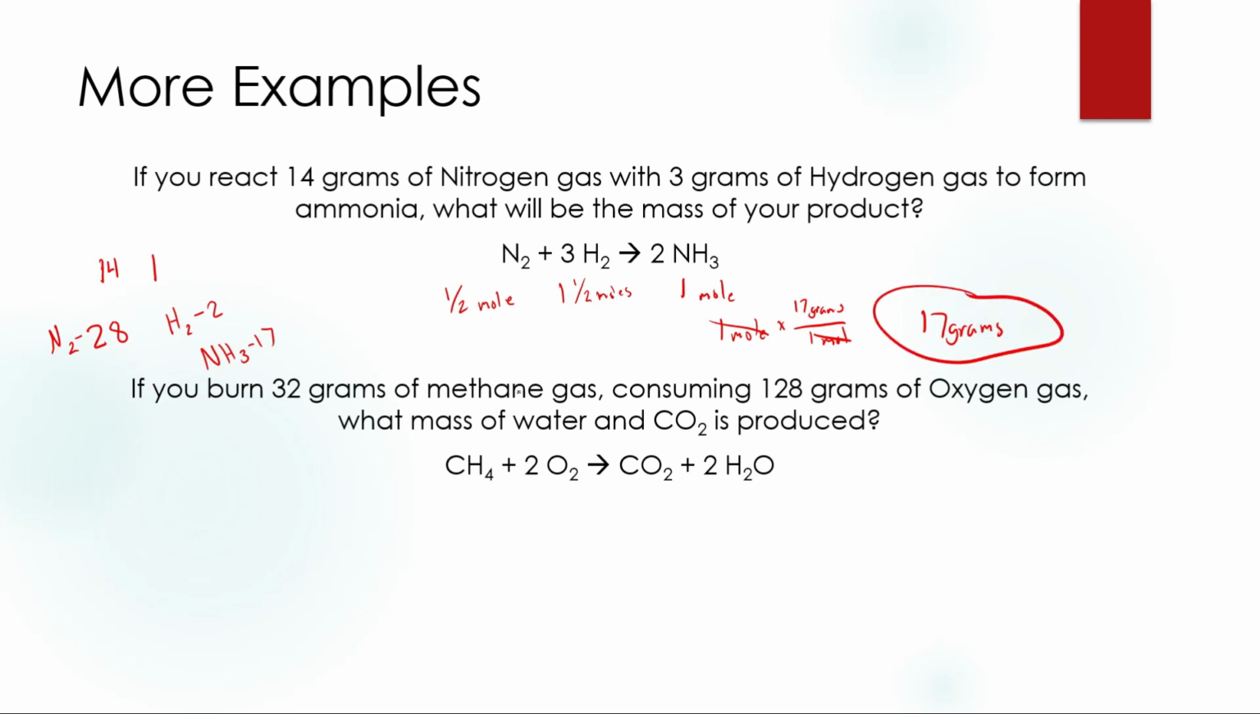The second one, we're going to do the faster way. This says if you burn 32 grams of methane gas, consuming 128 grams of oxygen gas, what mass of water and CO2 is produced? Now, you could go through and actually calculate the molar mass of each of these different components and do the whole thing all as a big process, but it's going to be a little bit easier to just do this. Our reactants have 32 grams of one plus 128 grams of the other, which is a total of 160 grams. And due to conservation of mass, we know that our products are going to have the same mass as our reactants, which is 160. So we just get the answer of 160 grams.